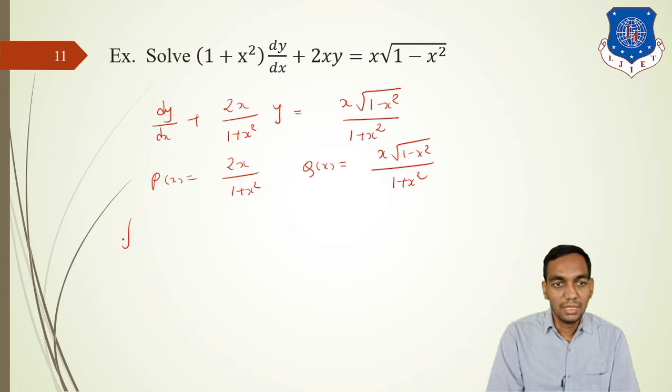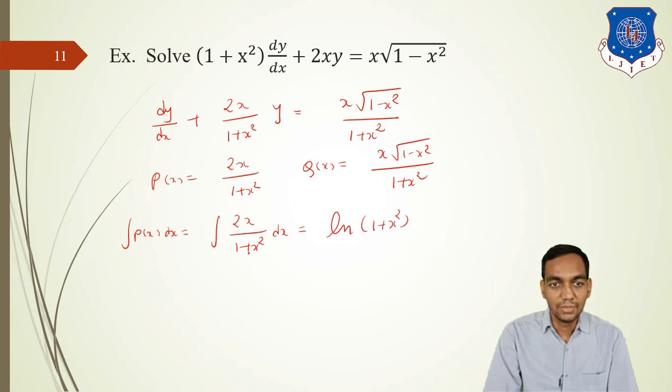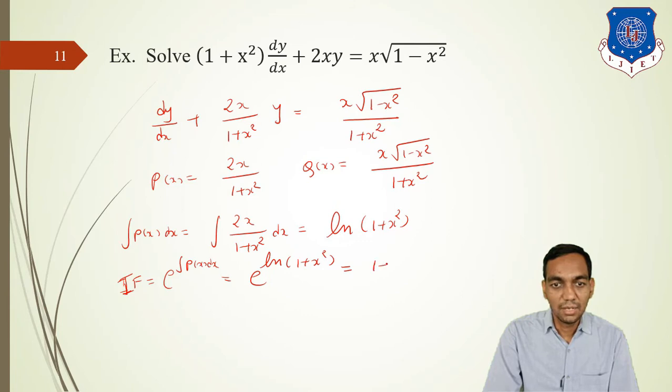So integration P(x) dx will be integration 2x upon 1 plus x square dx, and that will be log of 1 plus x square, as you have f dash upon f. So IF is nothing but e raised to integration P(x) dx, that is e raised to log of 1 plus x square, and e raised to log will be cancelled out. You will have 1 plus x square.